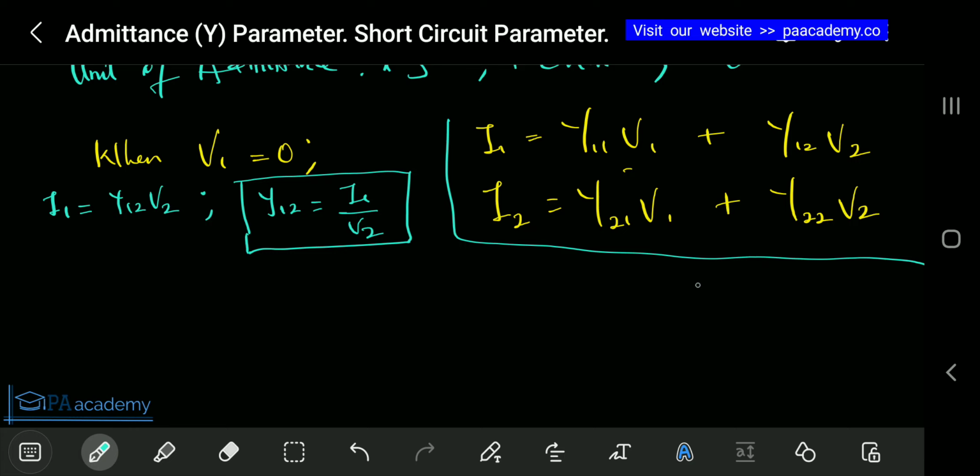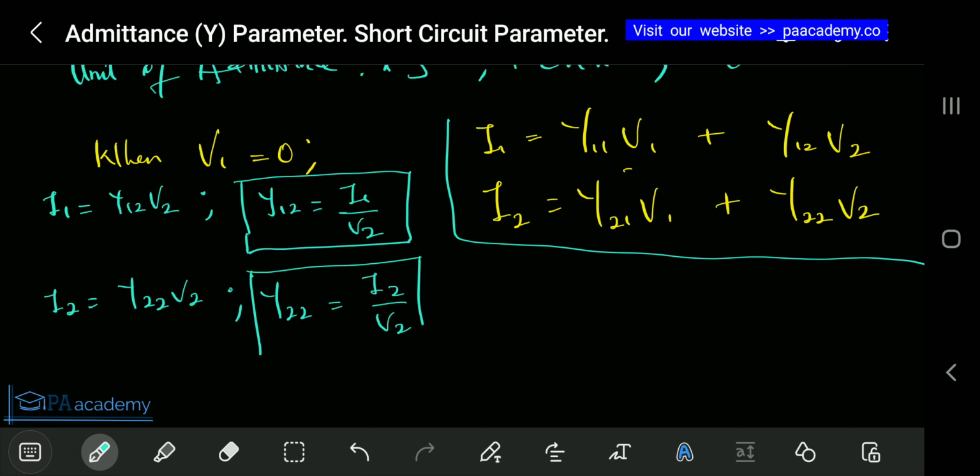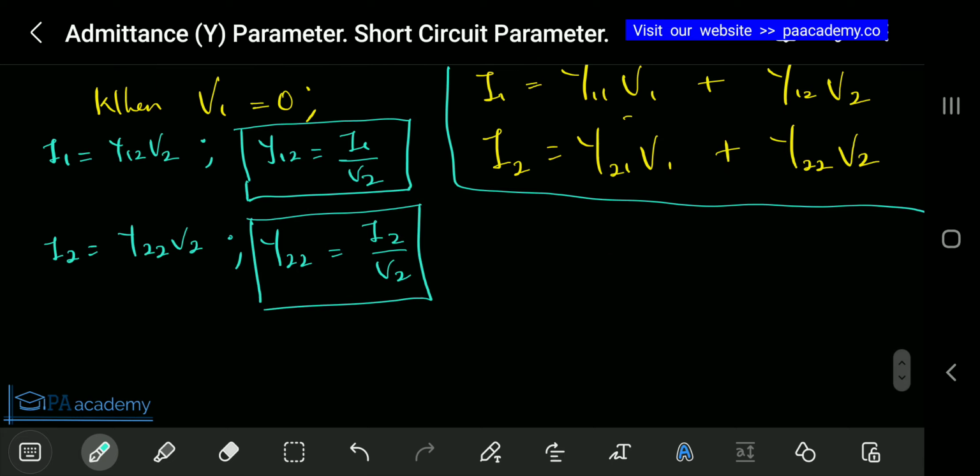Then for equation 2, when our V1 is 0, we are going to have I2 equals Y22 V2. And once that happens, our Y22 will be equal to I2 over V2. So note this.